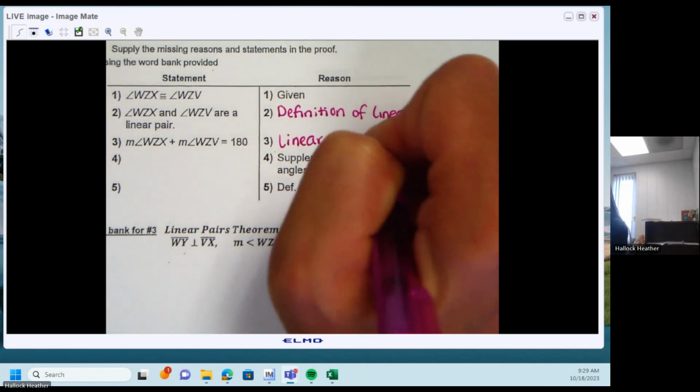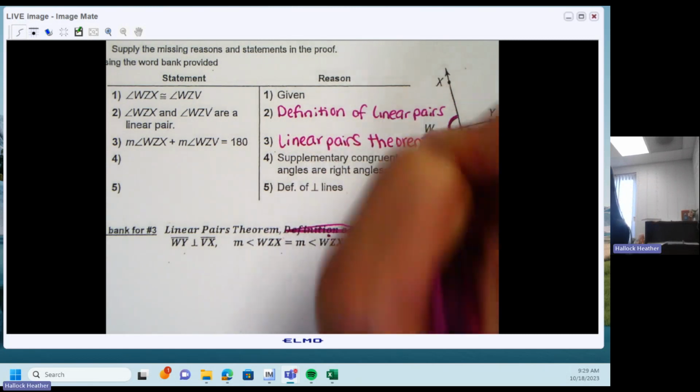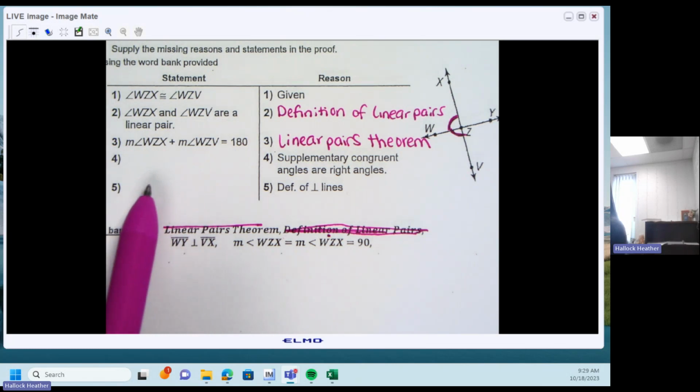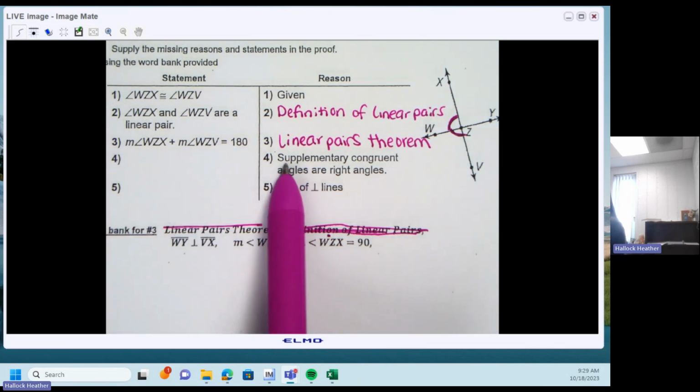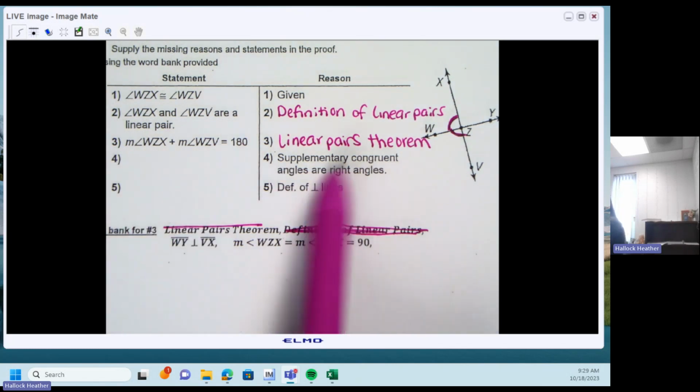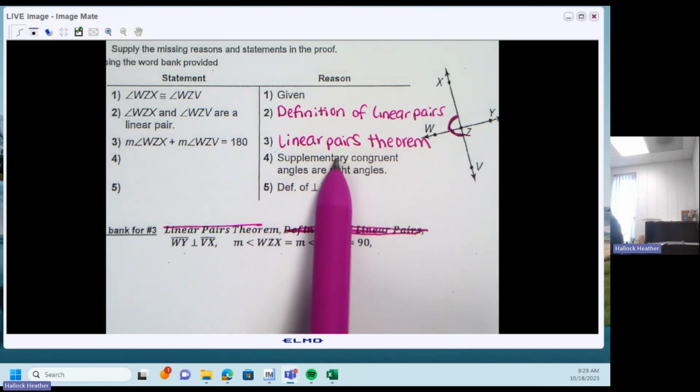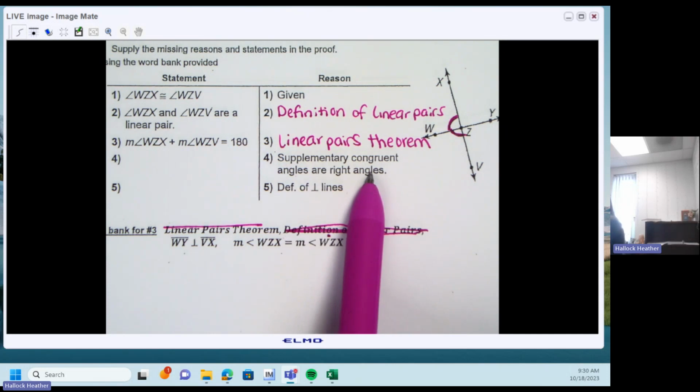That's okay. So we got those 2. And now your statements are always your math part. We have 2 options. We have to figure out which one should go first. You have a 50-50 chance. So I'm talking about linear pairs. So the next one says supplementary congruent, I skipped the word. Supplementary congruent angles are right angles.